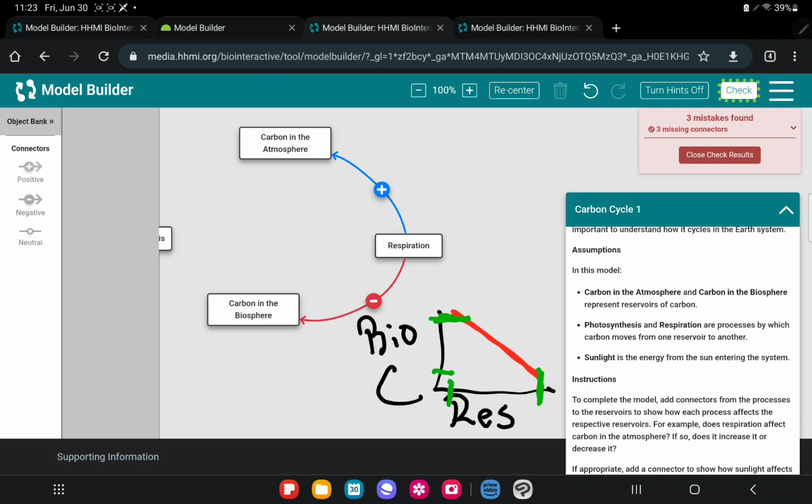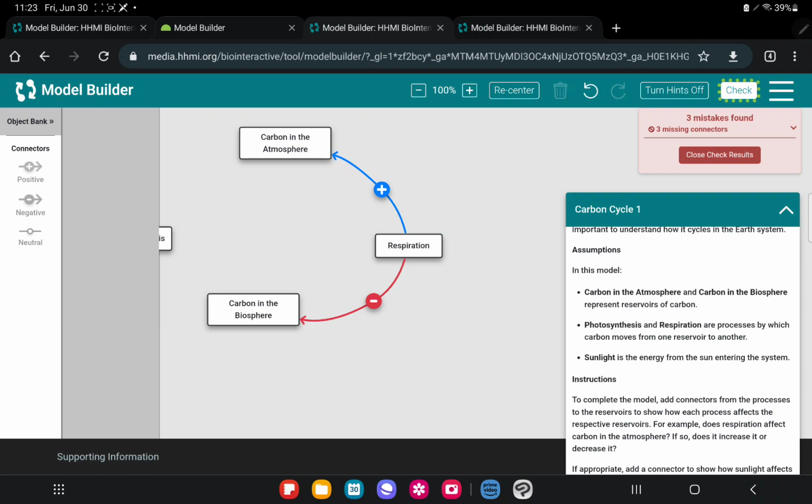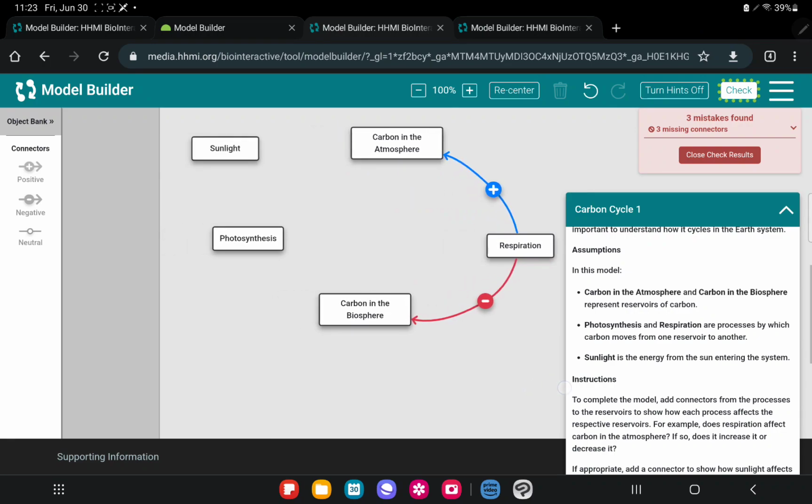Because with respiration, think of a plant here. When a plant is respiring, carbon is going out of the plant or biosphere and going into the atmosphere. So as respiration is really high, we're losing carbon out of the biosphere. Okay, and now let's build the rest of this model.